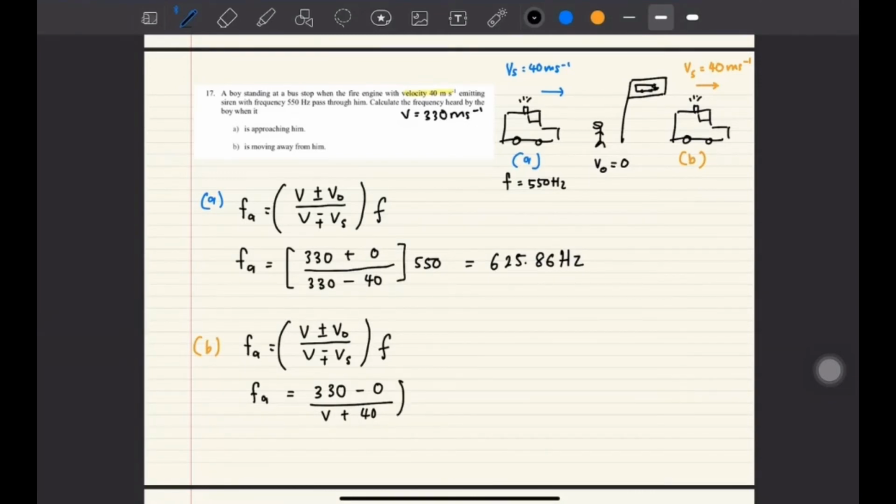So ini tak kisah kamu buat square bracket ke curve bracket ke, tak kisah lah. Okay, multiply with F which is 550. Okay, this one equals to 490.54. Good, very good. Okay, yang lain dapat sama. Dapat sir.